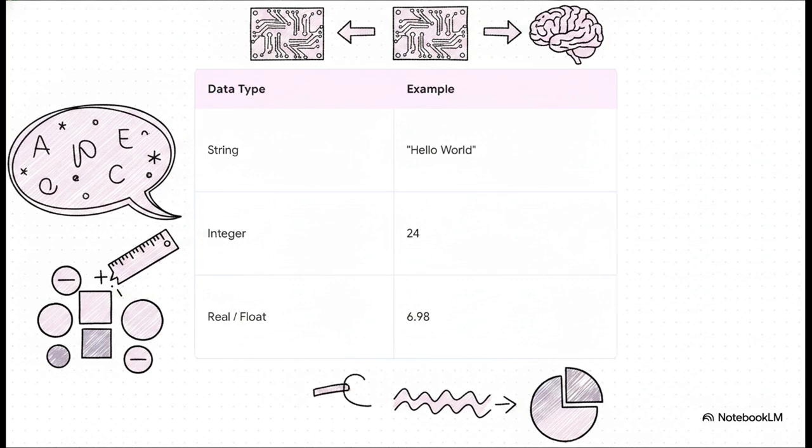In Python, there are 3 main types we really need to know right now. First are strings. A string is just text, letters, symbols, even a mix of everything, like the words hello world or a secret password. Next, we have integers, which are any whole numbers, like 24 or even -10. And finally, we have real numbers, which Python calls floats. These are your numbers with decimal points, like 6.98.